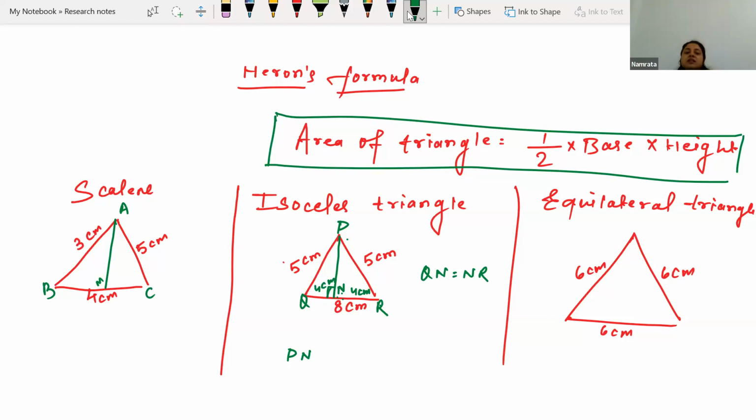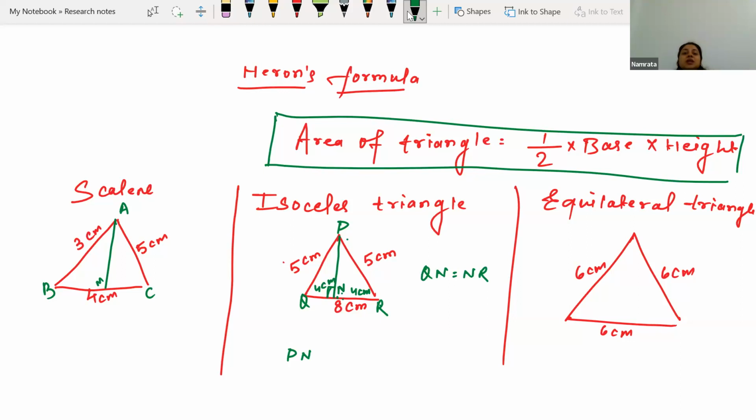Yeah. I am saying that in an isosceles triangle, whenever we are dropping a perpendicular, that perpendicular will bisect the other side. That perpendicular will touch the midpoint of the other side. So here we have dropped the perpendicular PN, so this N will be the midpoint of QR. That's the theorem in the isosceles triangle.